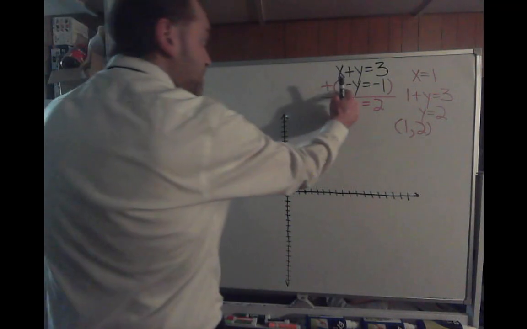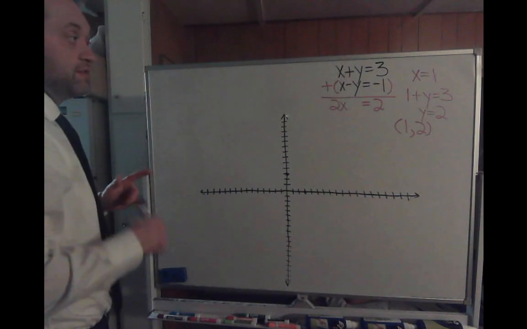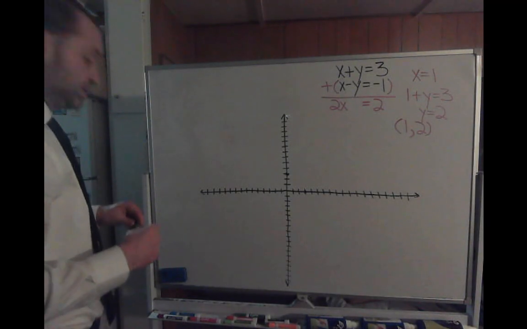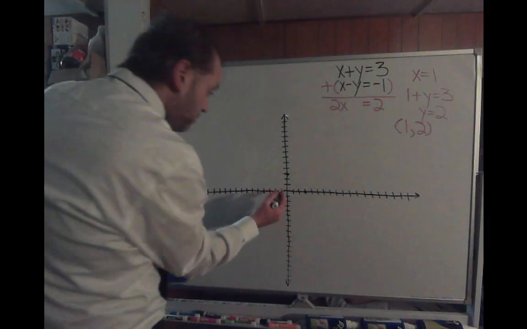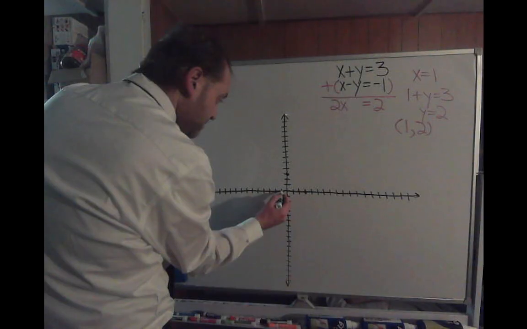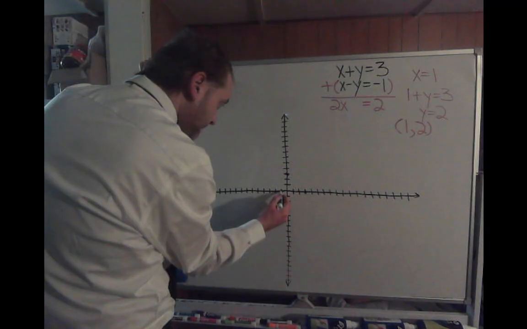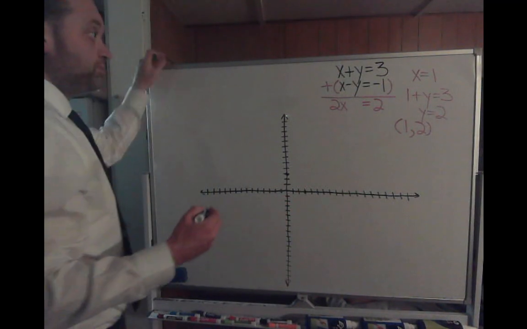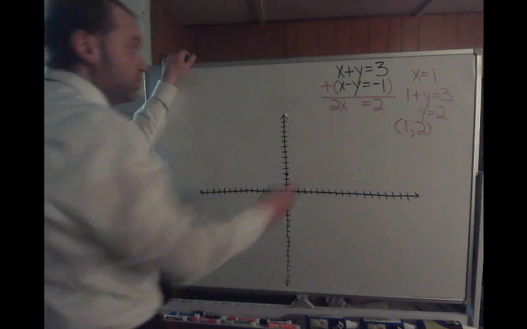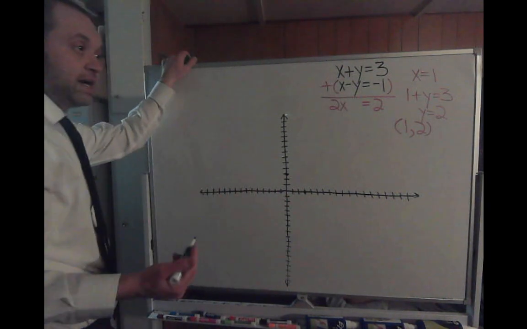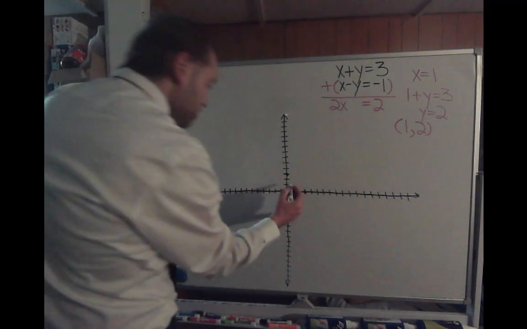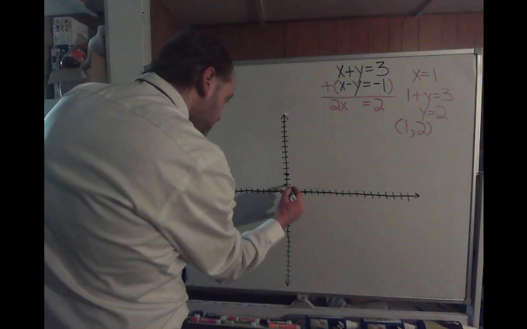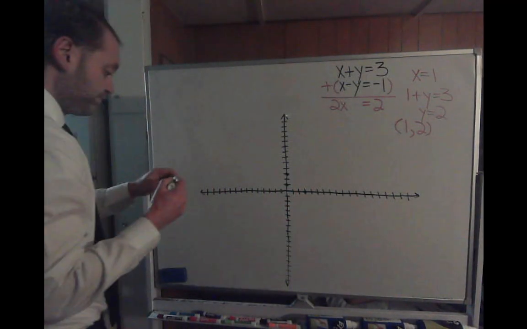you have x minus y equals negative 1. To find the x-intercept, at y equal to 0, you would end up getting that x equals negative 1. So the x-intercept would occur at (-1, 0). And then to solve for the y-intercept, you would get negative y equals negative 1, which would give you y equals 1. So it'd be at (0, 1) for the y-intercept of that line.